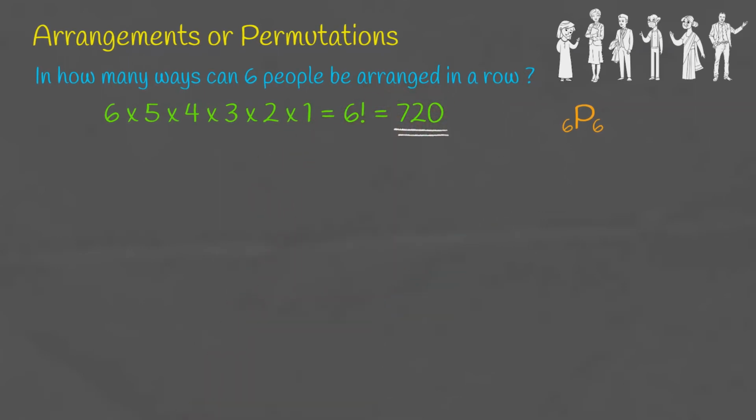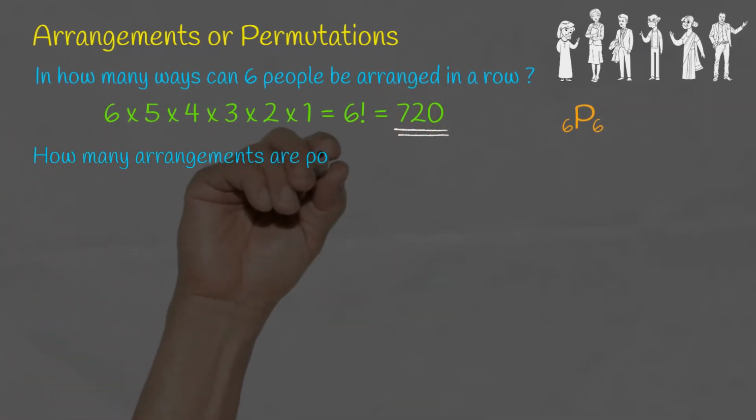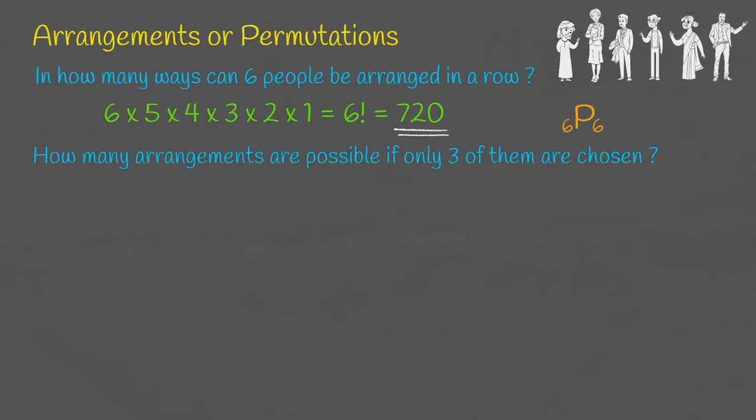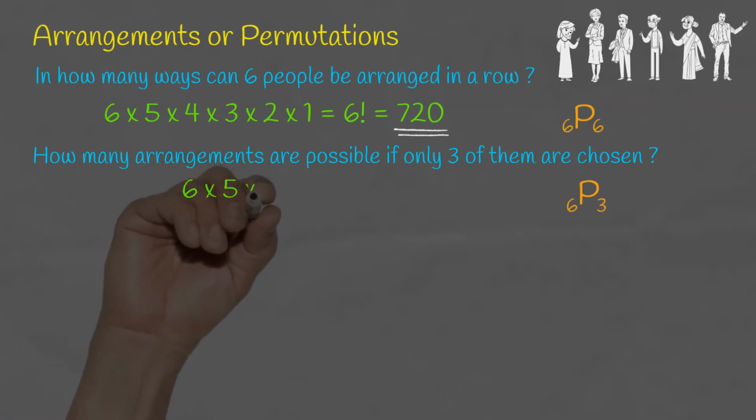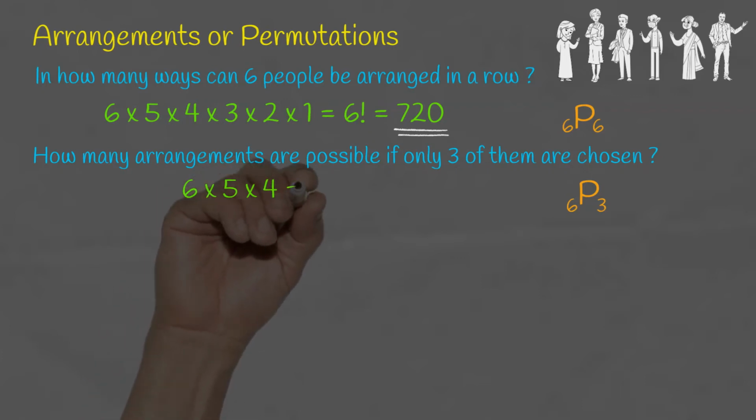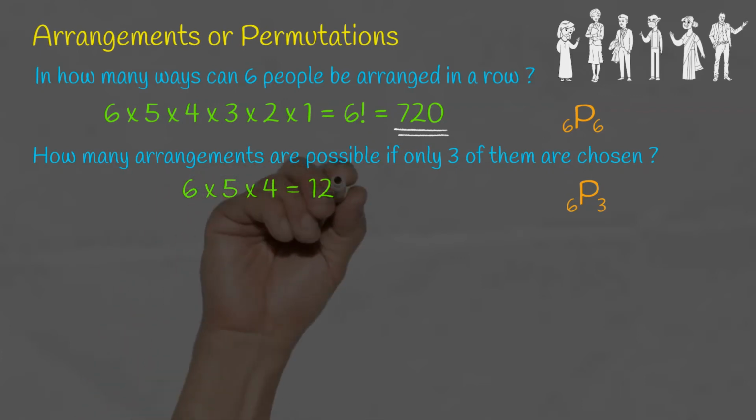And what happens if we only choose 3 of them? Then how many arrangements are possible? And this can be written as 6p3 because we have 6 people to choose from, but we're only choosing 3 of them. And similarly, here we have 6 choices for the first position, 5 choices for the second position, and 4 for the third. So the answer here is 120.